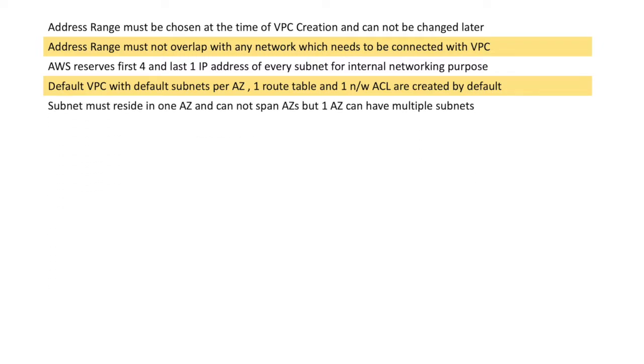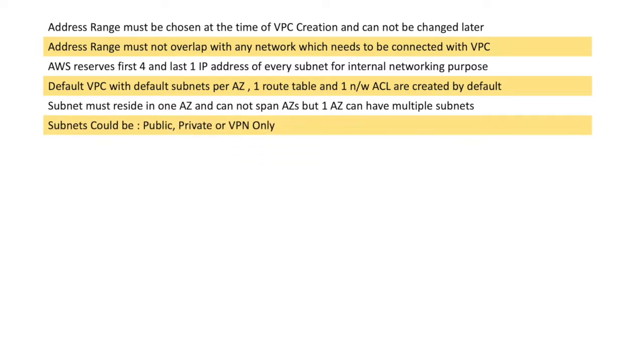Subnets must reside in one availability zone and they cannot span availability zones, but one availability zone can have multiple subnets. I have been reiterating on this point again and again. Now, subnets could be public, private, or VPN only. It depends on the internet connectivity, whether you have a connection with internet gateway or not. If you have, then it means it's a public subnet. If not, it's a private subnet.